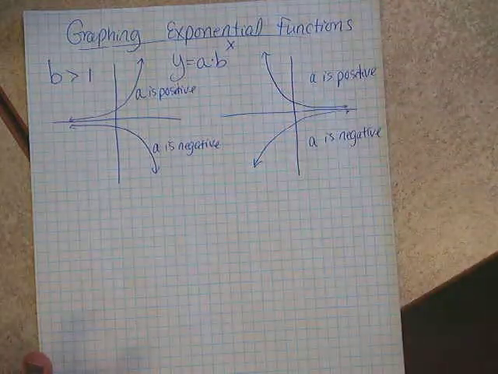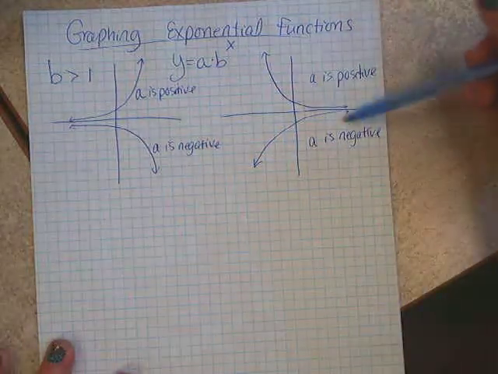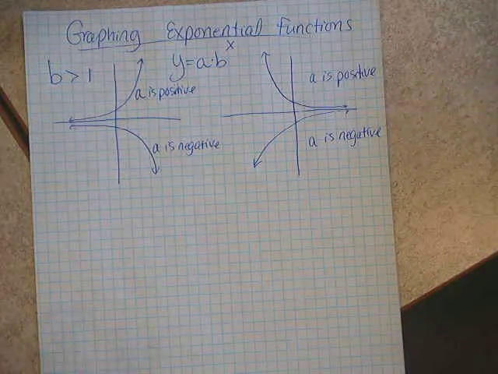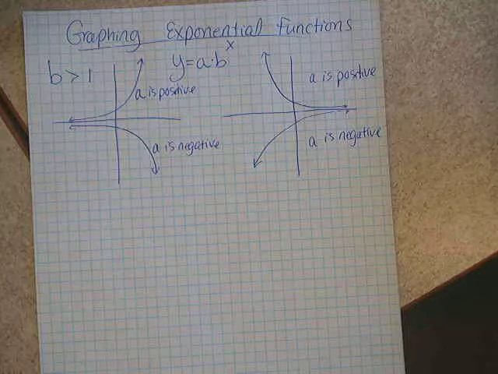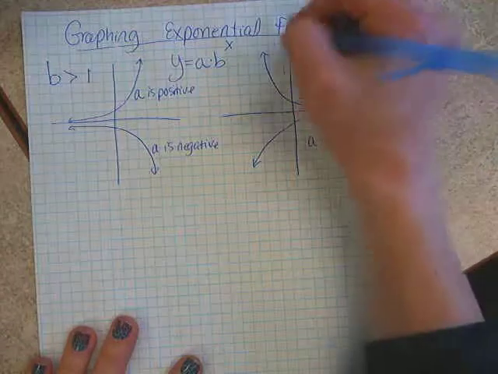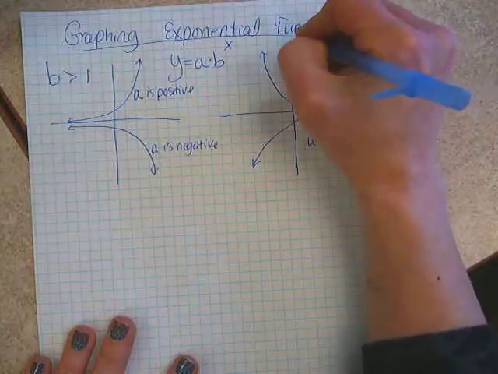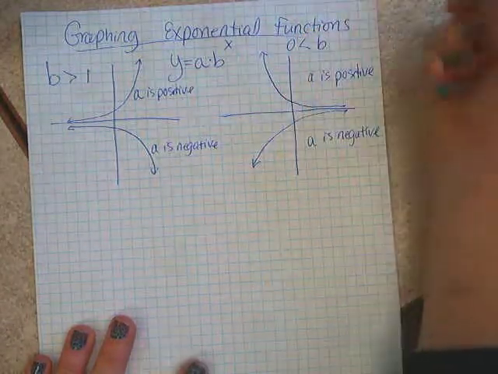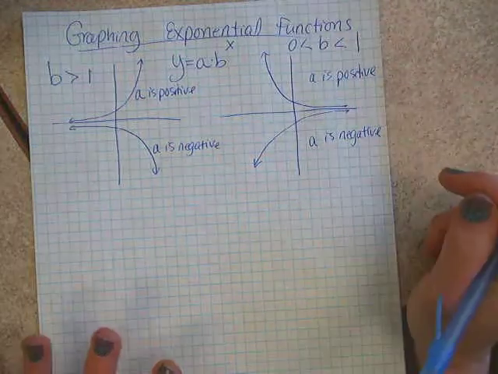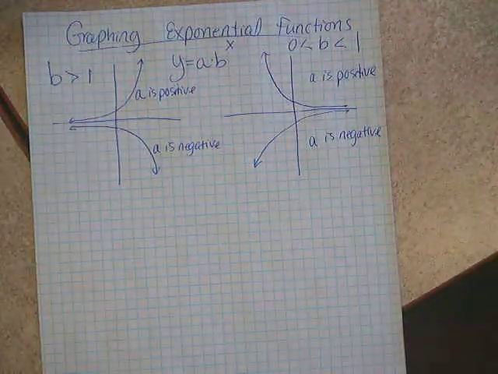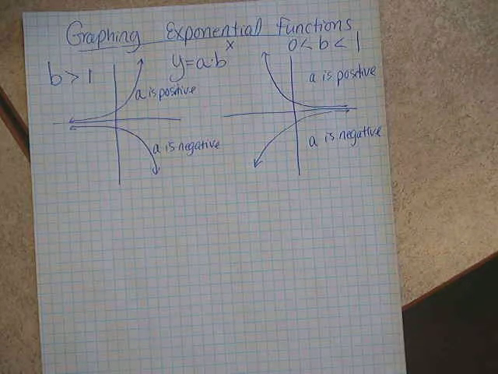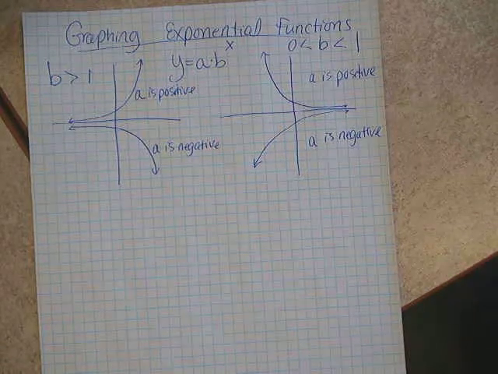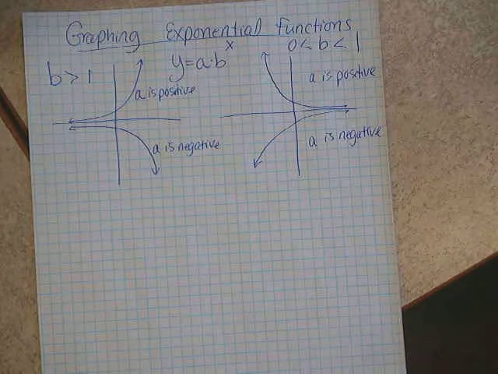The difference is that with this one, as x gets bigger, our y value is getting smaller and smaller. So that would be like multiplying by less than 1. Okay? B is never going to be negative. But in this case, b is greater than 0 and less than 1. So basically, b is a fraction. Fraction less than 1, not improper.